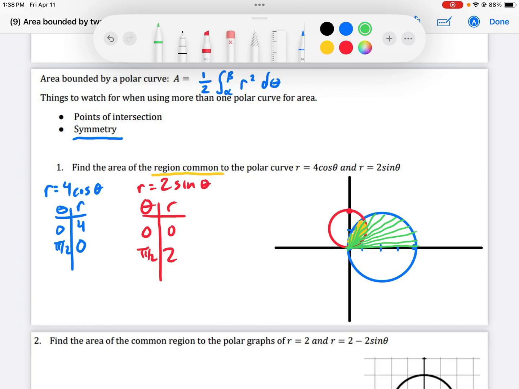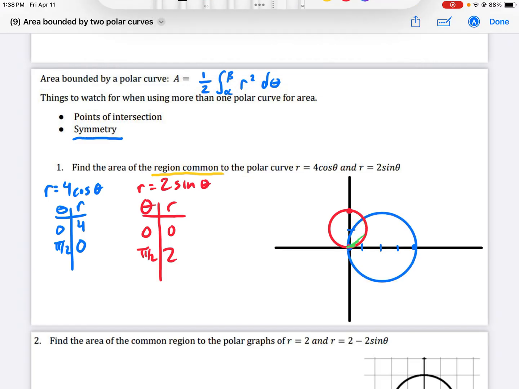But I don't quite want all of that. I don't want this part over here where it's not overlapping. And if I integrated the red one, starting at 0 it would be really small, and then start to get bigger and be all of that.